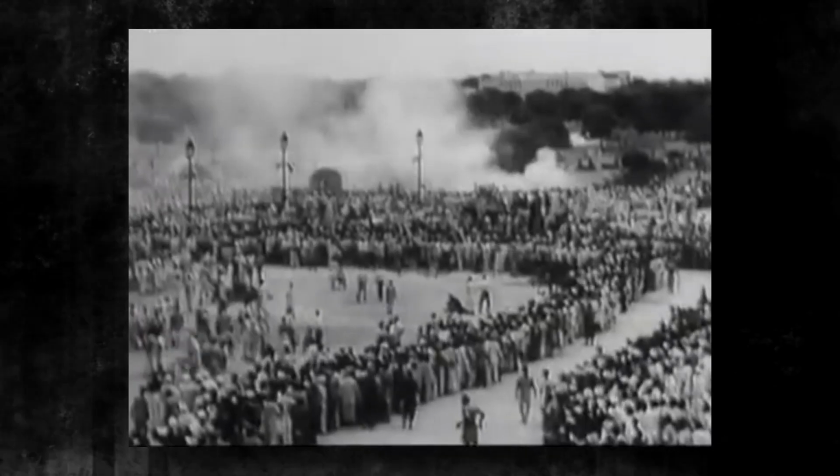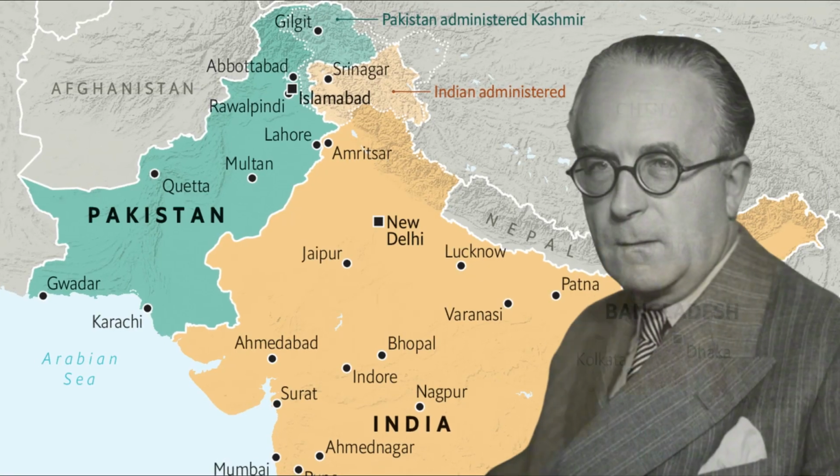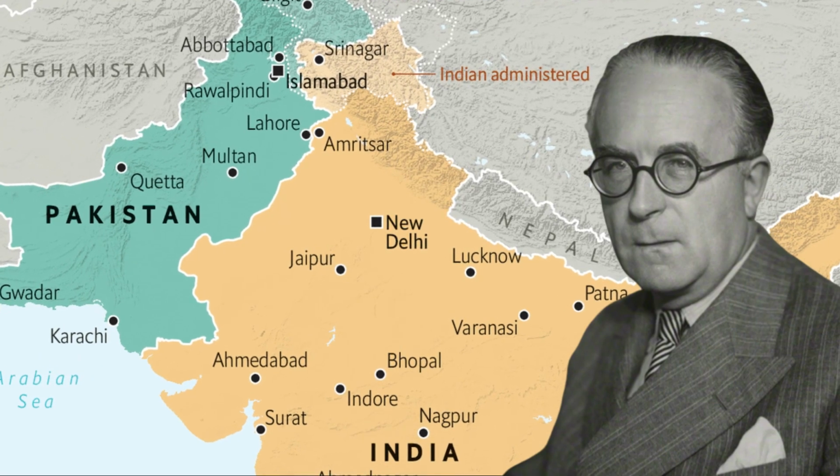Mountbatten made a request to Radcliffe to partition the country based on the religious makeup of its population. Radcliffe's knowledge of India was extremely limited.